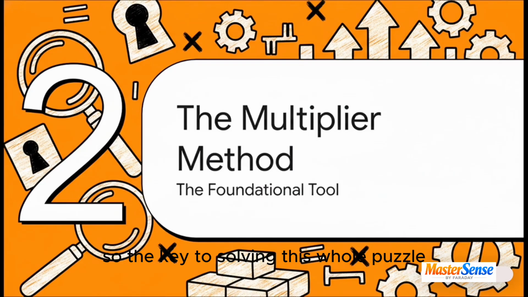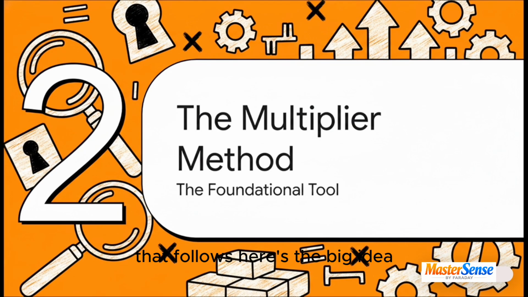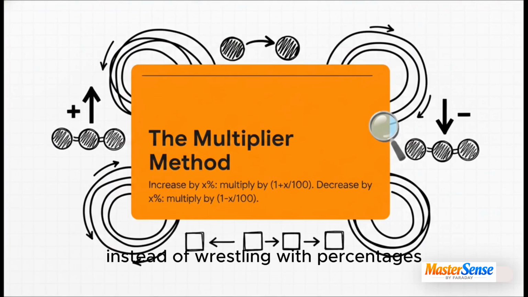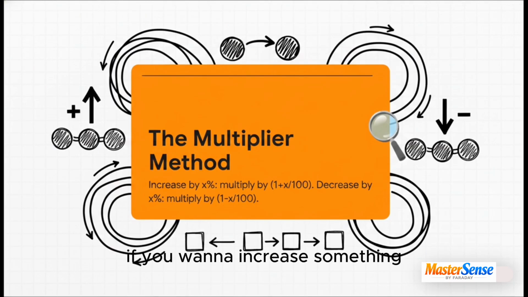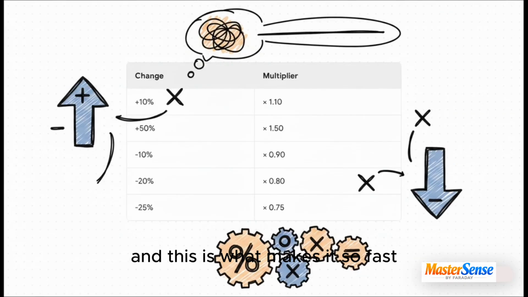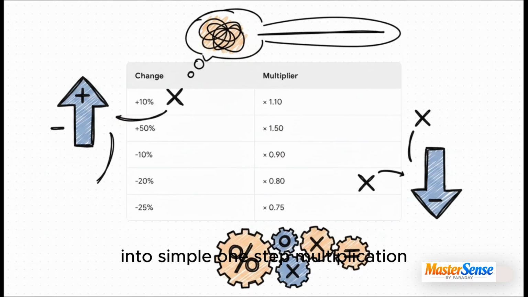So the key to solving this whole puzzle is an incredibly simple but powerful tool called the multiplier method. Think of this as the foundation for everything that follows. Here's the big idea. Instead of wrestling with percentages, you just convert them into simple multipliers. If you want to increase something, you multiply it by 1 plus the percentage. If you want to decrease it, you multiply by 1 minus the percentage. That's it. It's that straightforward. And this is what makes it so fast. A 10% increase? Just multiply by 1.1. A 20% discount? Multiply by 0.8. See? You're turning these clunky percentage problems into simple, one-step multiplication.